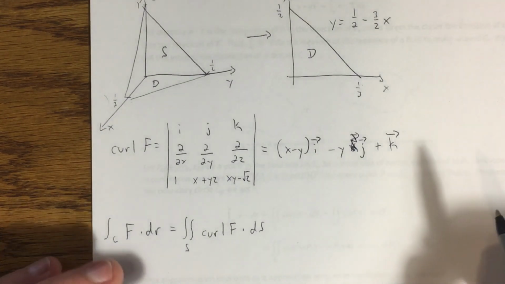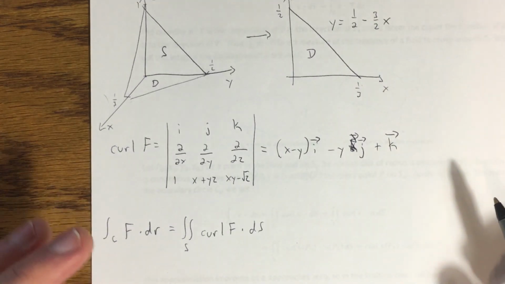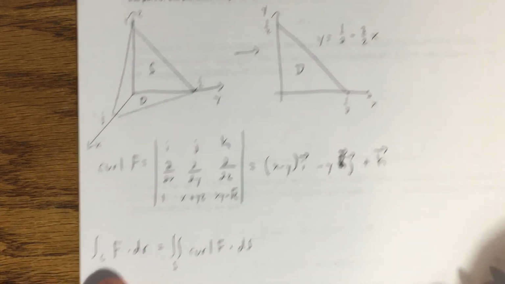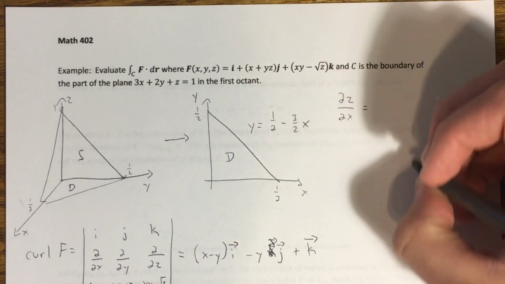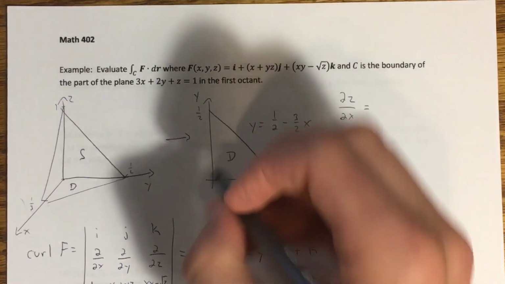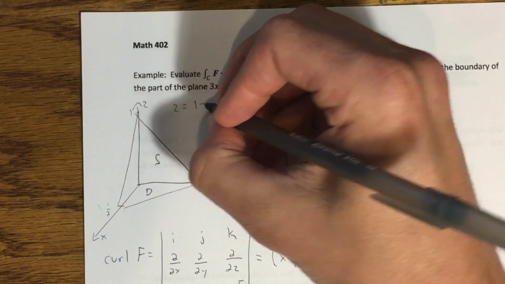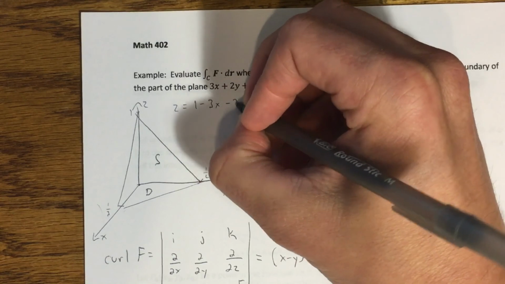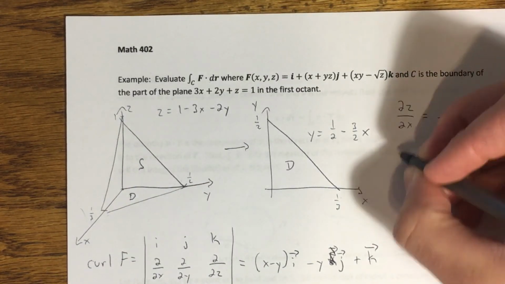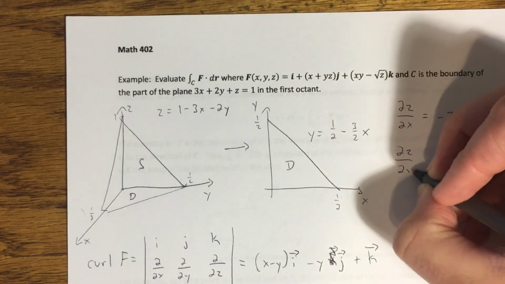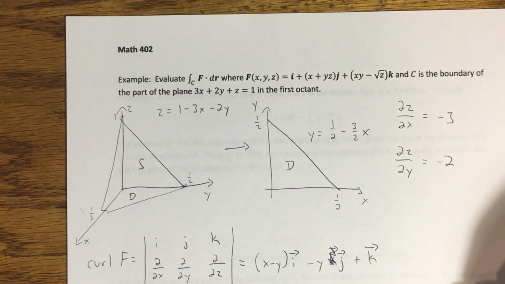Well, in this case, the vector field is the curl, and we have the components of the curl right here. What's still needed is the partial of z with respect to x and the partial of z with respect to y. So let's find those. In order to do that, I actually need to solve this for z. So z equals 1 minus 3x minus 2y. The partial of z with respect to x is negative 3, and the partial of z with respect to y is negative 2. So I'm going to need those.